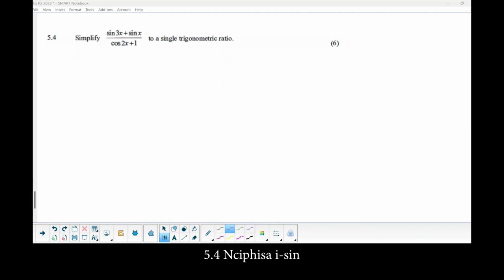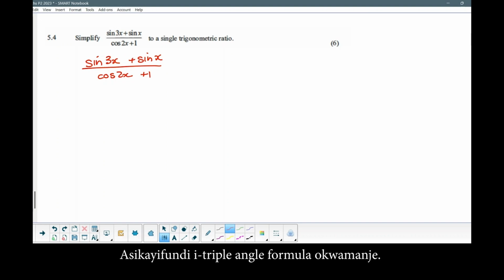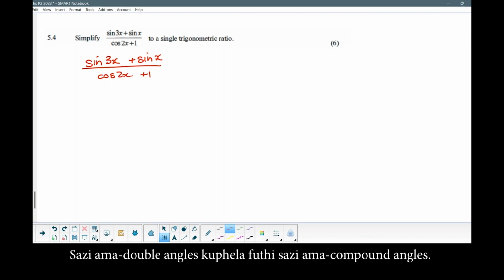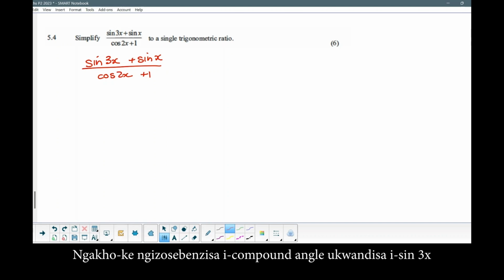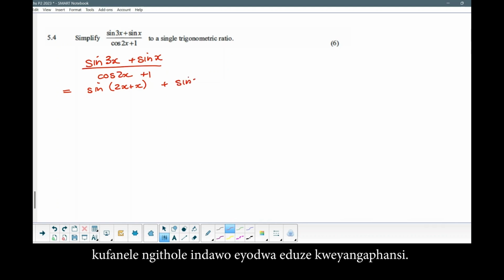5.4. Simplify (sine 3x plus sine x) over (cos 2x plus 1). All right, let's have a look. I have sine 3x plus sine x over cos 2x plus 1. We don't know a triple angle formula yet. We only know double angles and we know compound angles. So I am going to use the compound angle to expand my sine 3x. So if I write sine 3x as sine of (2x plus x) plus sine x, I should get somewhere.